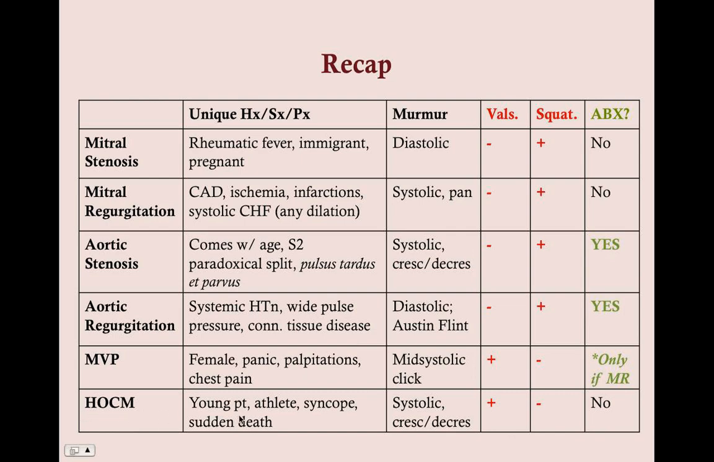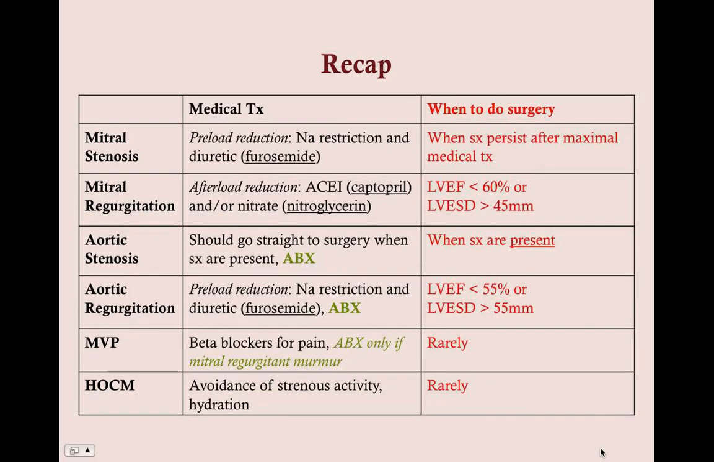So with HOCM, you're going to see this in the young patient who's an athlete. They present with syncope and sudden death. The murmur here will be systolic, and it will be a crescendo decrescendo murmur like aortic stenosis. It's kind of the same thing, but it's a different etiology. So you're just getting blockage of the outflow tract. That's what it has in common with aortic stenosis. What's different, though, is that it's not due to the valve, it's due to a septal hypertrophy. And no antibiotic need for HOCM.